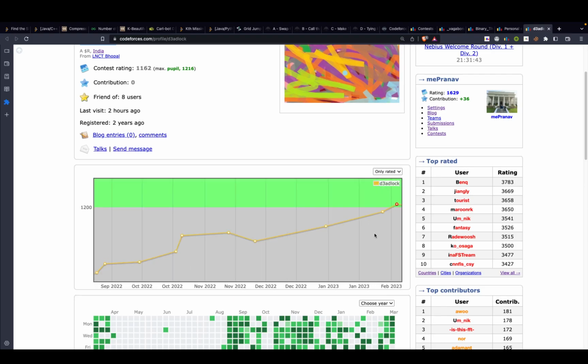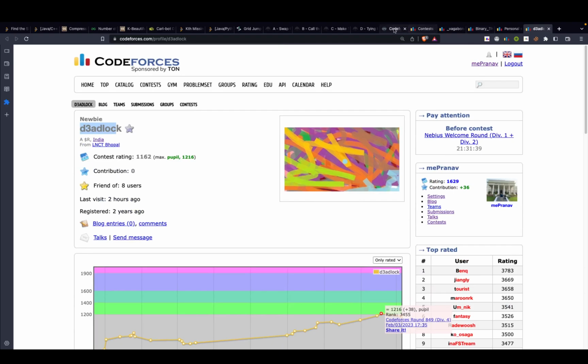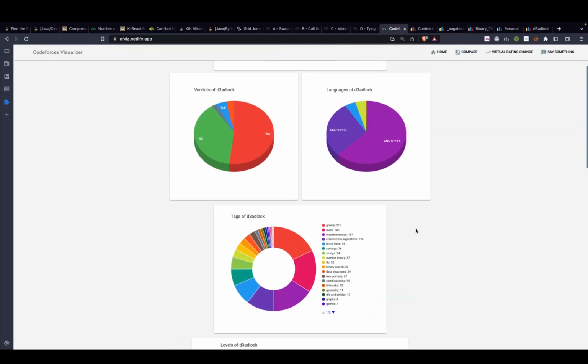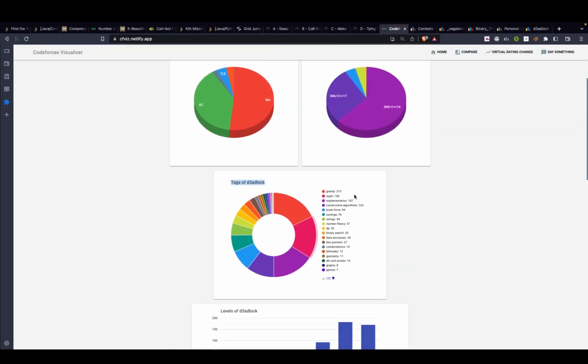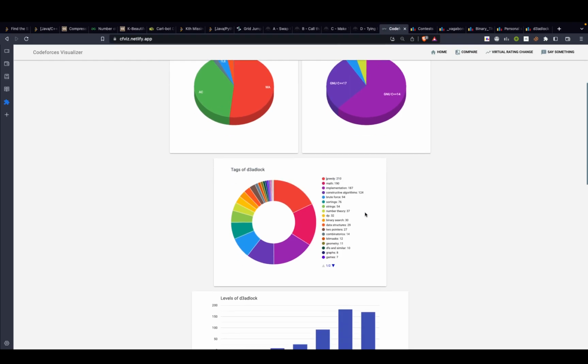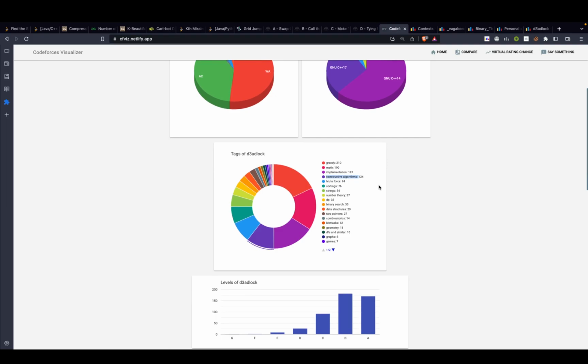Okay, so topic wise approach. Looking at your topics, greedy is okay. You have done a lot of greedy problems. That's great. Constructive problems are a bit less. So are you always able to solve B, right? I'm assuming you'll always be able to solve B, I guess.